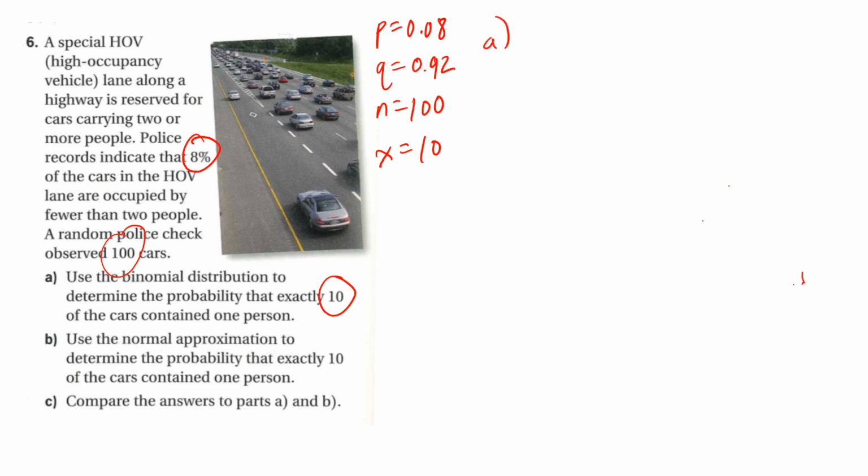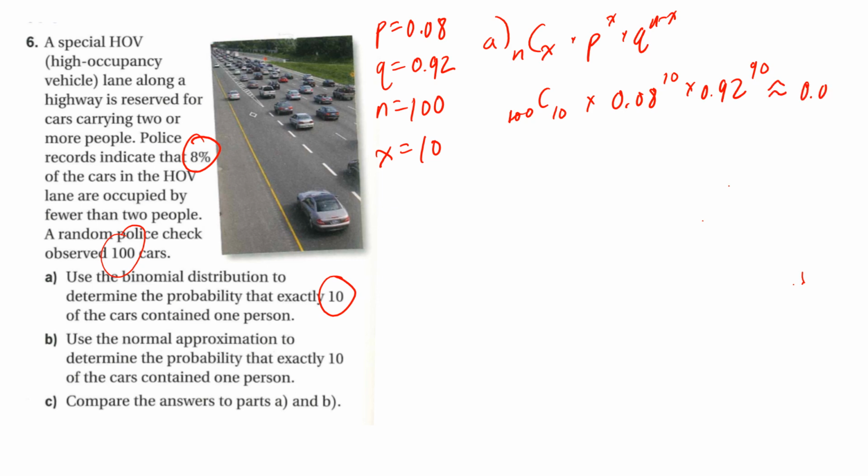If you recall the formula, n choose x times p to the power of x times q to the power of n minus x, right? That's our formula. So 100 choose 10 times 0.08 to the power of 10 times 0.92 to the power of 90. That is approximately 0.0578. So you have about a 5.78% chance of getting exactly 10 cars with just one person.